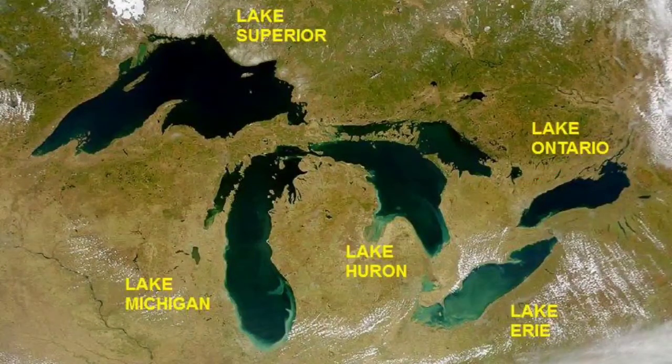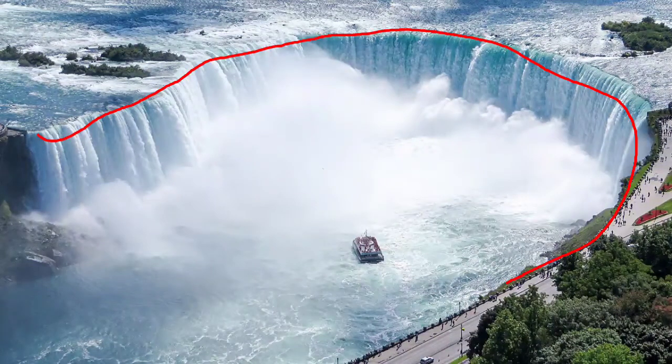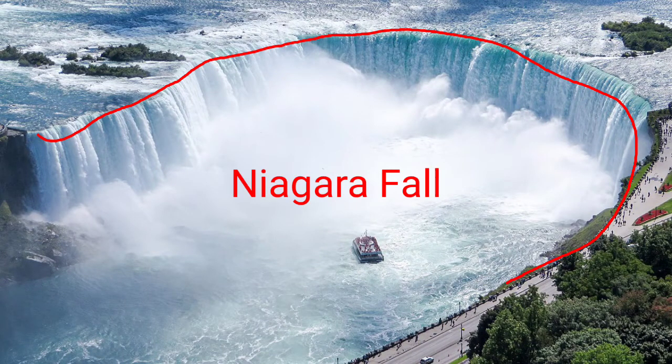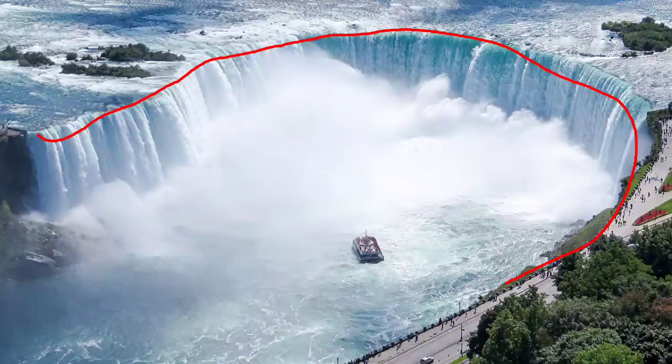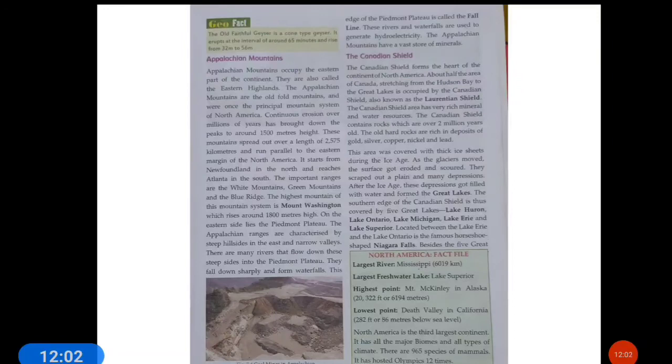Lake Ontario has the famous horseshoe shape, and especially in Lake Ontario, there is a horseshoe shaped waterfall which is also known as Niagara Fall, right? Now, besides these 5 Great Lakes, there are other lakes. We'll be discussing them, but before that, let's look at some of the fact file of North America.